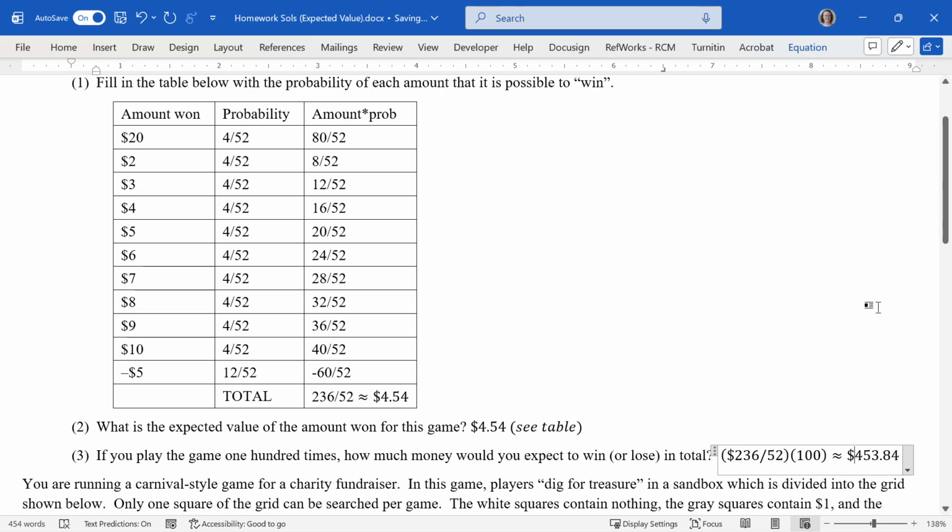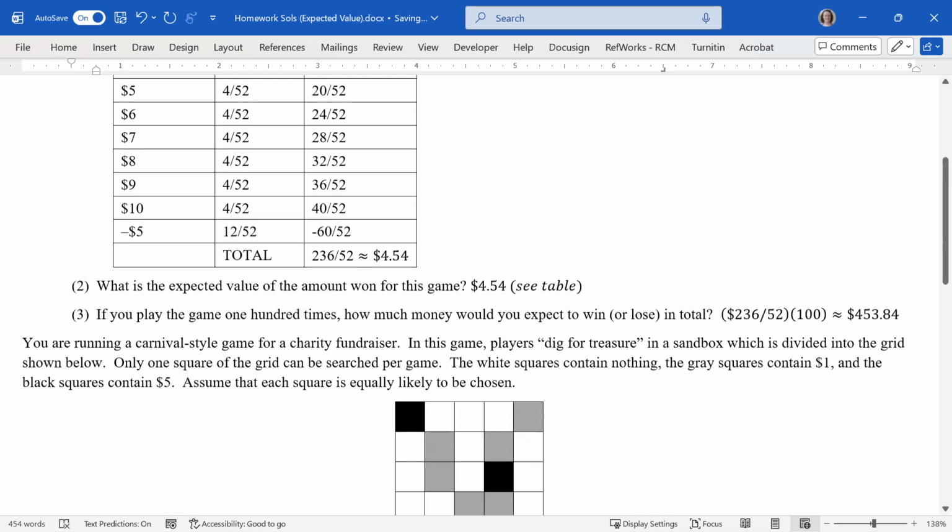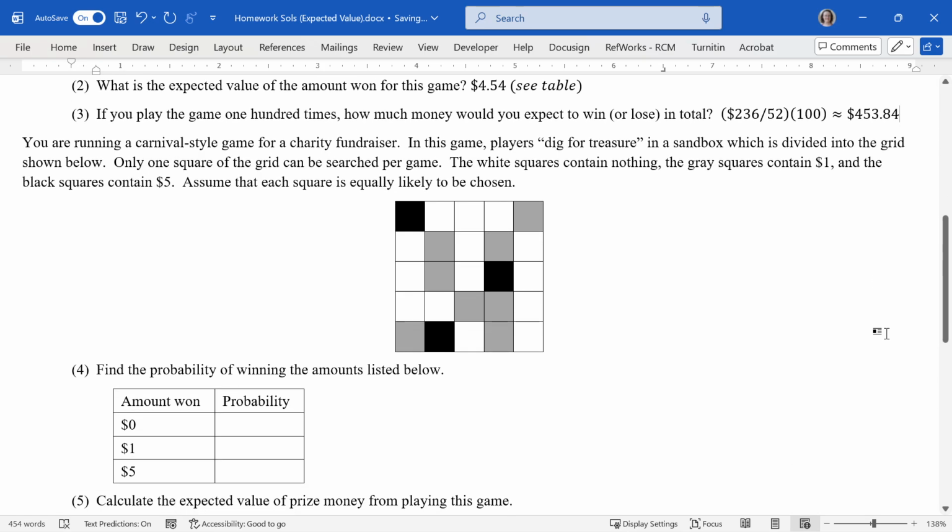Okay. But 454, oh no, I'm sorry. Yeah, $454 is what you'd get if you just multiplied this rounded version by 100. And that's what you would get if you rounded this answer to dollars. But either one is okay, unless I specify a number of digits to round it to. Okay, let's look at the next expected value problem here.